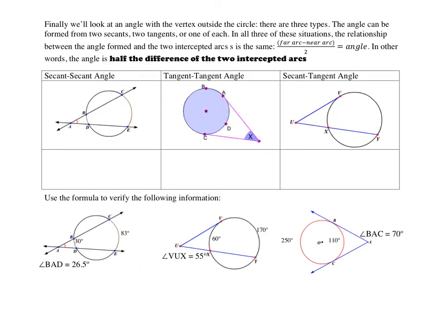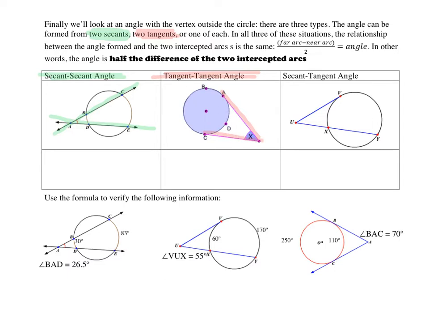Okay, so here we're going to look at the situations when you have two lines forming an angle and those two lines are intersecting outside of the circle. And there's three different types of situations this can happen in. It can happen if you have two secants, like we have in this first picture. We have a secant angle, so there's a secant and a secant here. It could happen if you have two tangents, which is a tangent-tangent angle. So you can see we have a tangent here and a tangent here.